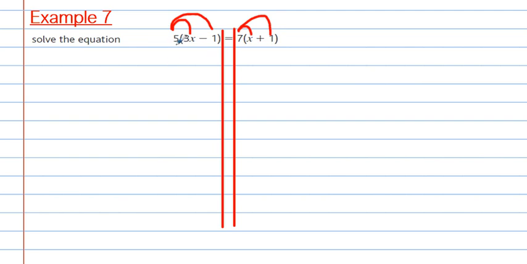Now let's multiply. 5 times 3x will give me 15x. So 15x minus 5 times 1. Give me 5. Don't forget, I told you earlier, that's a common error in the exam. Now we do the same thing to this side. So 7x plus 7.